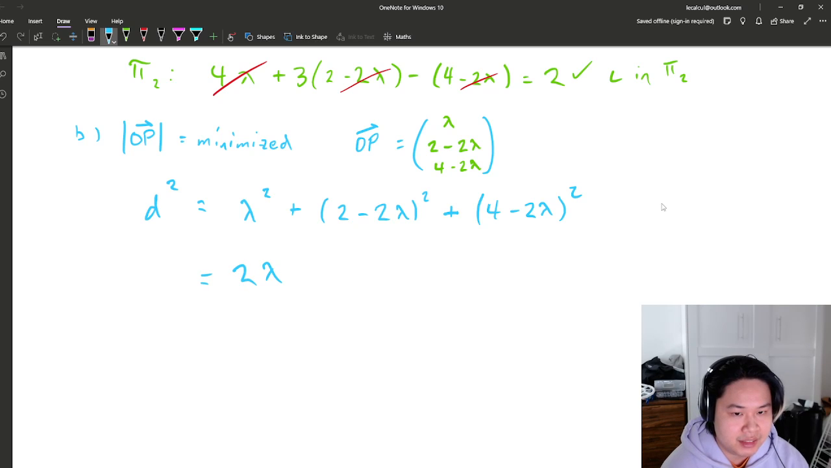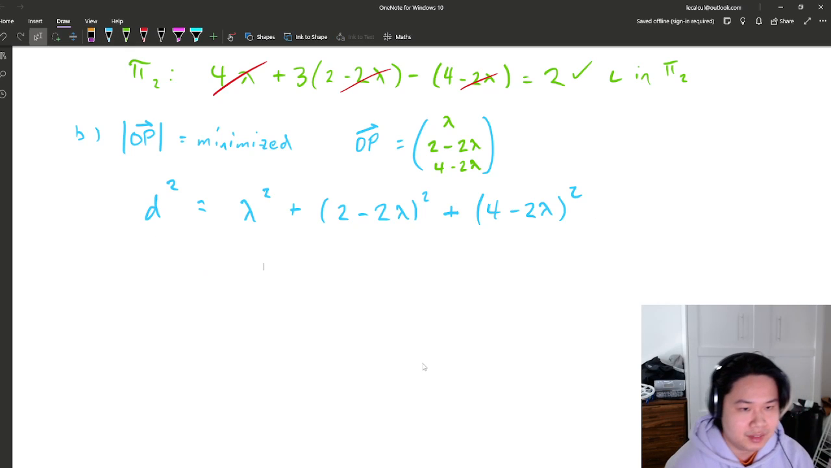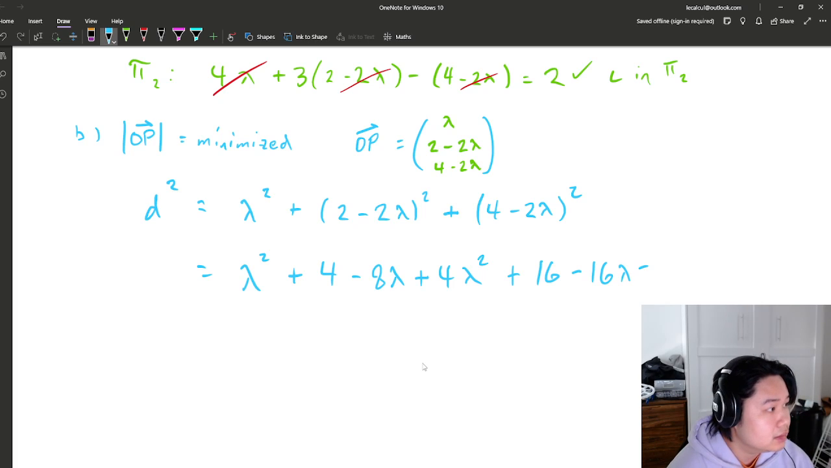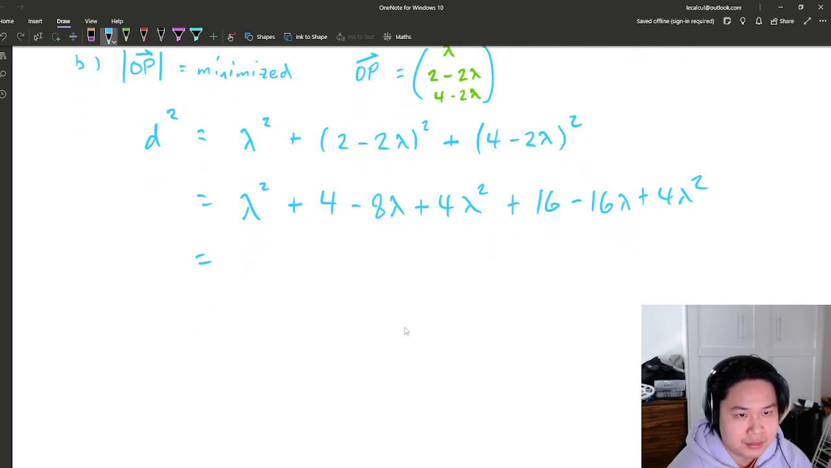So then this is 2 lambda, and we're solving it for when it's equal to 0. We're minimizing the distance squared. And then, do I really want to do this? Hold on, let me expand this out. You know what? I'm going to simplify this first before I take the derivative. It's easier to take the derivative of polynomials than anything else, really. So 4 minus 8 lambda plus 4 lambda squared plus 16 minus 16 plus 4 lambda squared. Okay, you don't have to do this, and I don't know if this will be faster than if you had just shoved it into a calculator. But I don't like using the calculator more than I have to. That's just a personal thing of mine.